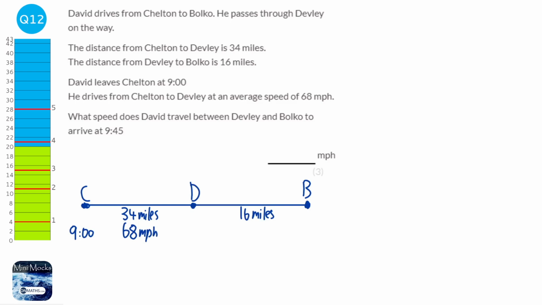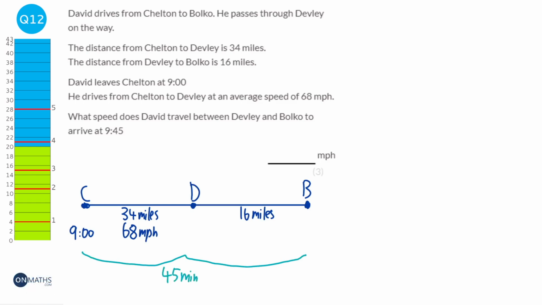And what speed does David travel between Devley and Bolko to arrive at 9:45? So the whole duration of this, the whole thing needs to be 45 minutes, or 0.75 hours. And the entire distance is 34 plus 16, so that would be 50 miles.